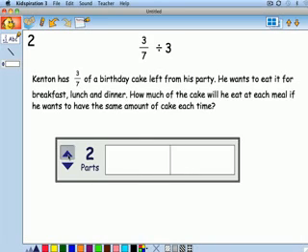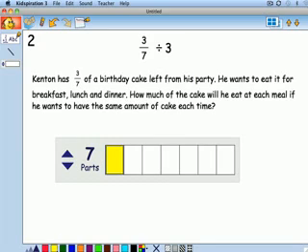We could start by modeling Kenton's 3/7 of the cake. If completing this as a class, ask for a volunteer. They will divide the whole into 7 parts, or sevenths, and then show 3/7 with color.